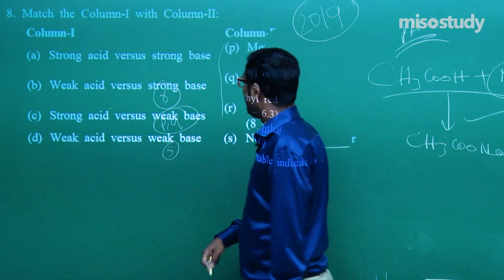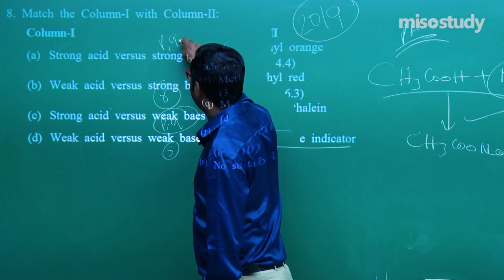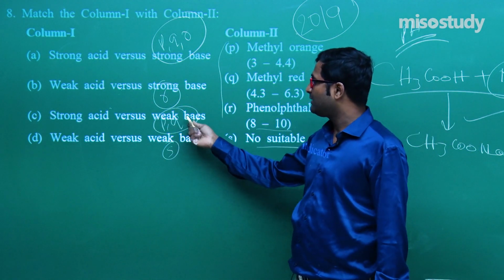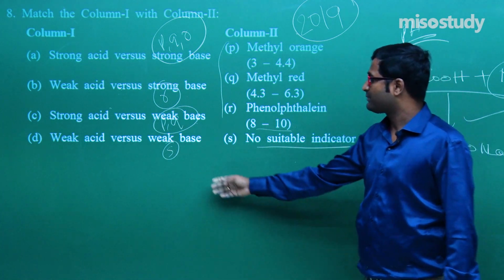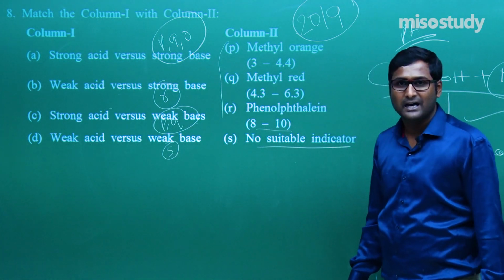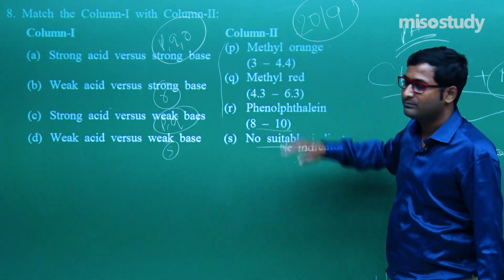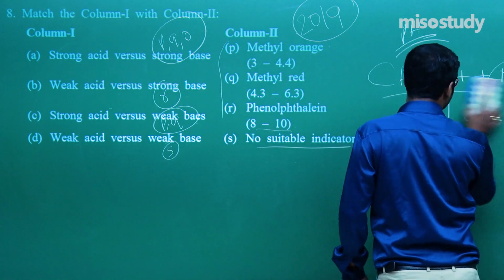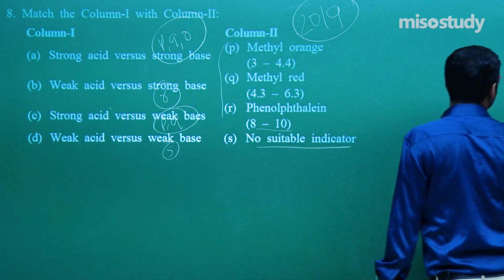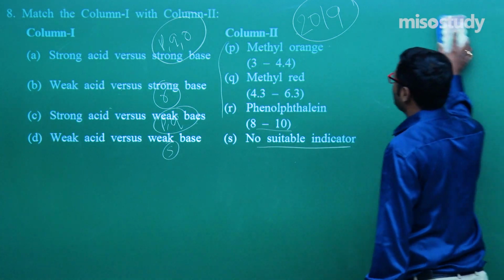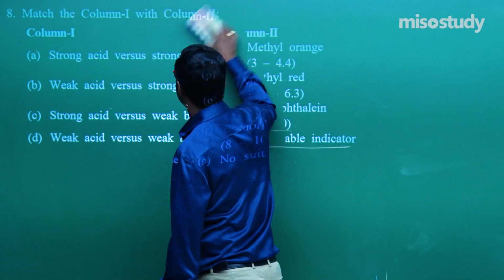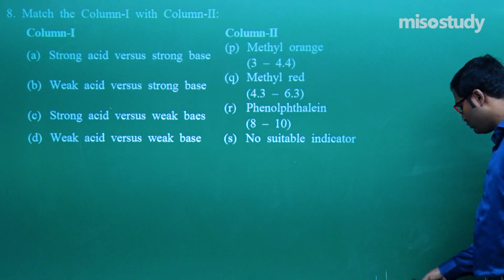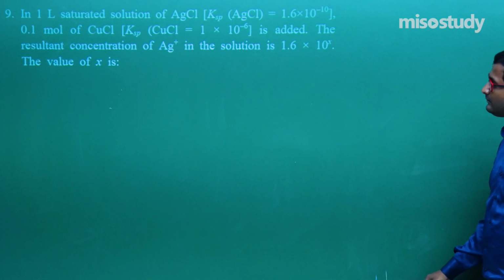So for the first option, all indicators P, Q, R. For the second option, that is R. For the third option, P and Q. And the fourth option, that is S. Clear? Again, I am repeating, this is one of the best questions for the JEE Advanced examination. This is completely assumption based. If you assume those things, then you can easily solve such questions. Now let's move to the next question.